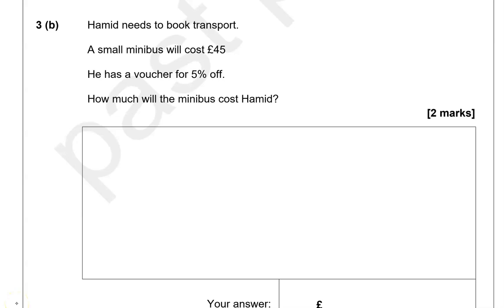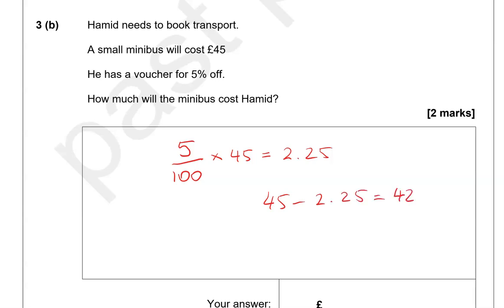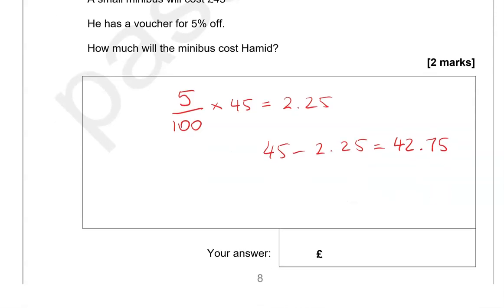So 5% of 45, that is 5 out of 100 of the amount, which is £45. So in the calculator we'll do 5 divided by 100 times 45, which gives us 2.25. So 45, take away the 2.25, gives us 42.75. So £42.75.